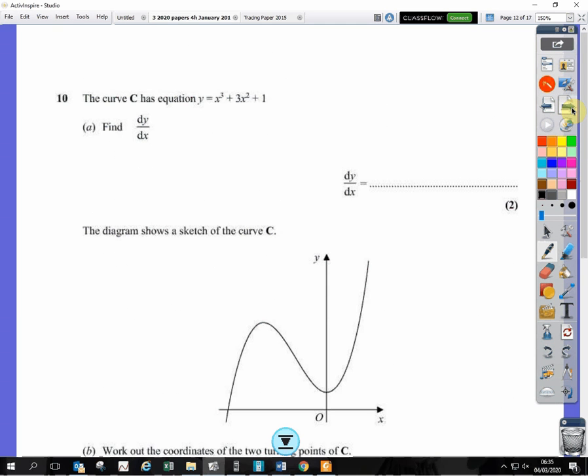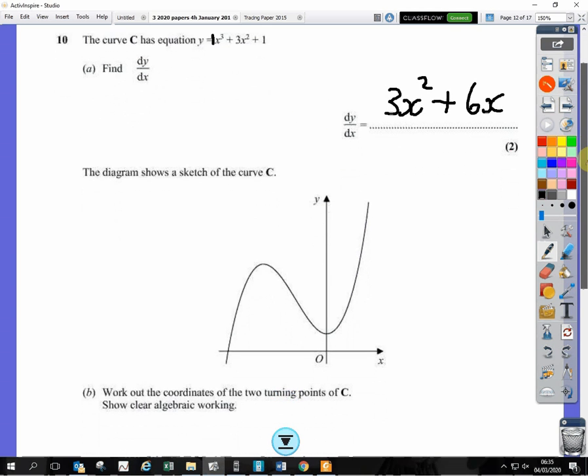Next one. Bit of calculus here. It's good. So differentiate. You bring down the power, times it by the number in front. So 3 times 1 is 3. Reduce the power by 1, so it becomes x squared. For the next term, you do 2 times 3, which is 6. Reduce the power by 1, so it becomes x.